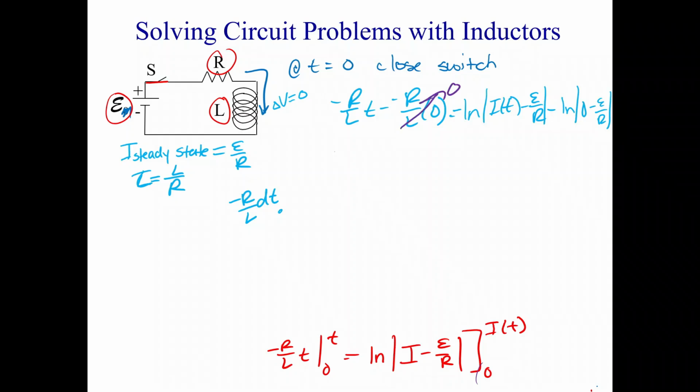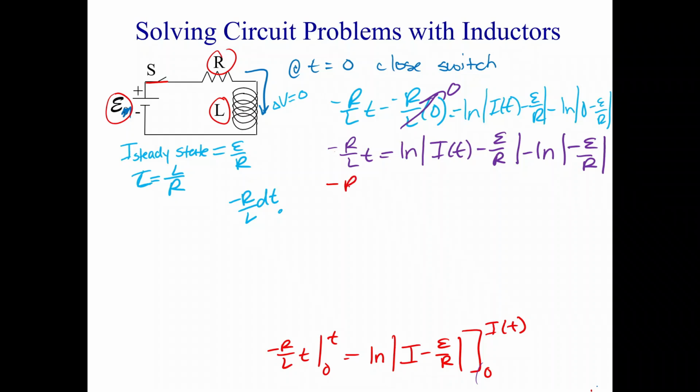So this left term has that canceling, so I get negative R over L times t is equal to the natural log of I of t minus E over R, minus the natural log of negative E over R. Just like with capacitors, do not take the absolute value and get rid of that negative inside of there. Don't do it. We need to combine those terms first. So you get negative R over L times t is equal to the natural log of I of t minus E over R, over negative E over R.